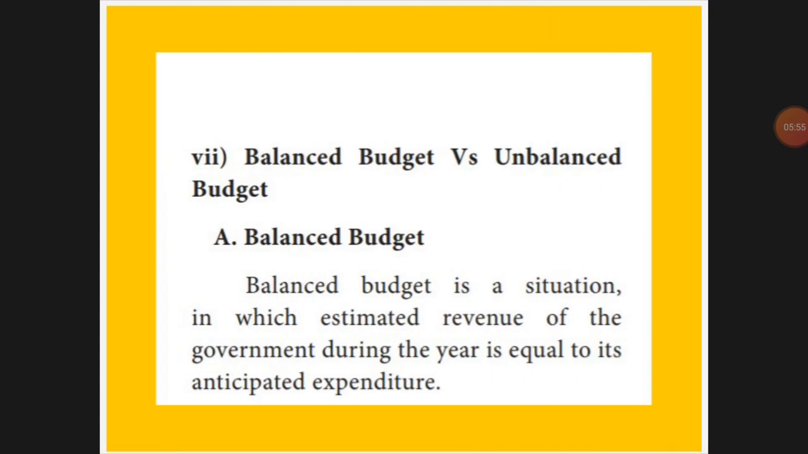Next is the balanced budget versus the unbalanced budget comparison. A balanced budget means the estimated revenue, that is, income, should be equal to the expenditure. That is called a balanced budget, where both are equal.